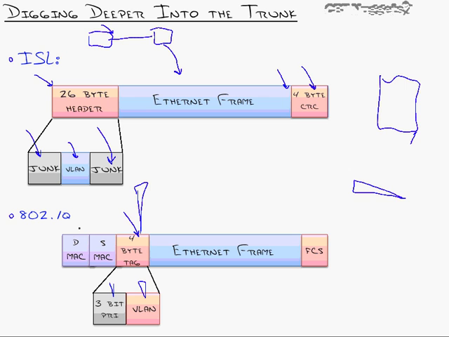But it does not add any new headers. Right after the original destination and source MAC address, there's the shim. And that is inserted as it goes across the trunk and removed as soon as it gets to the other side, before it's sent out to the actual clients receiving those frames.